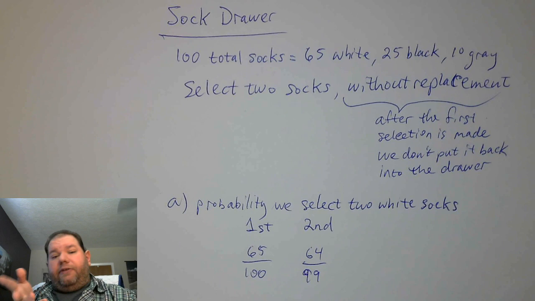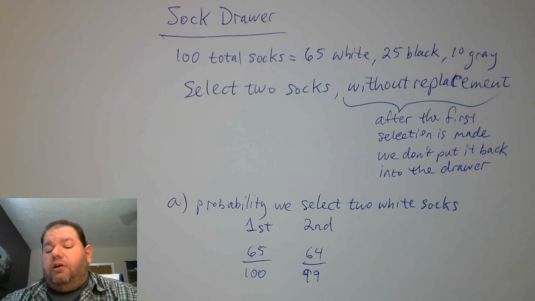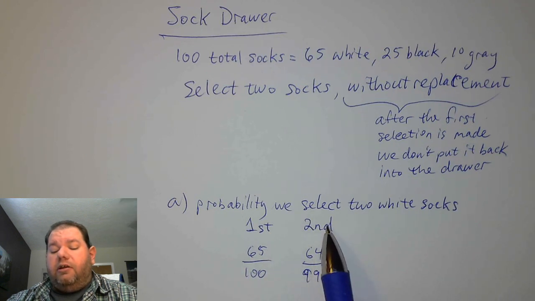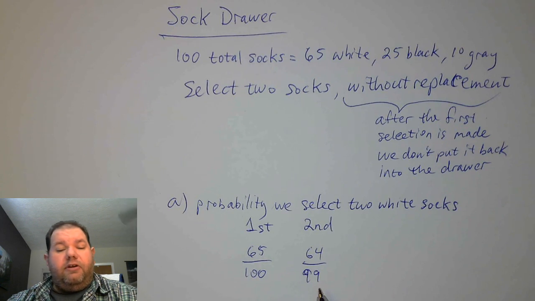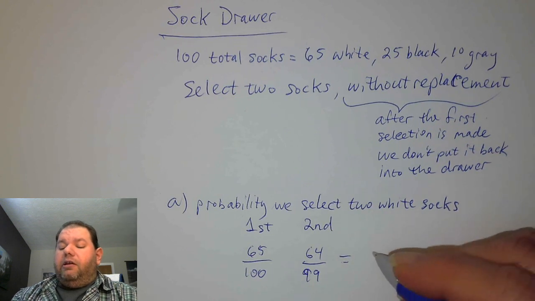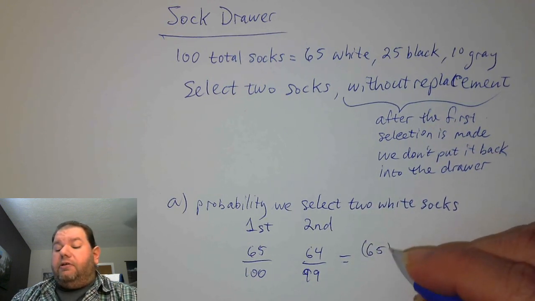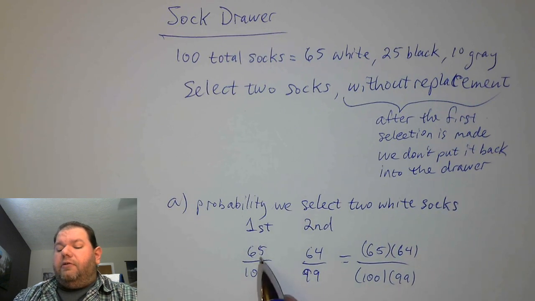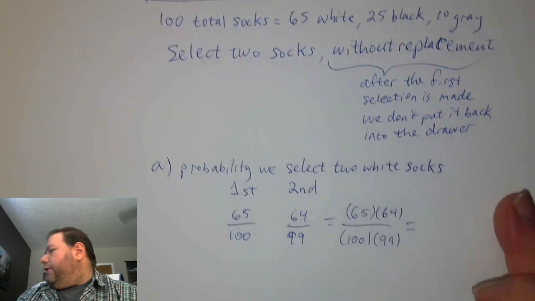Anyway, that's the whole point of the conditional probability: assuming that we were successful the first time, how does that change our probability for the second draw? We got a white sock in the first draw, and if that happened, what's our probability of getting a white sock in the second draw? Well, that's now 64 out of 99. Now we multiply it across, and again we multiply the numerators together and the denominators together. So it's 65 times 64 and 100 times 99. And then we'll work that out, and we'll just divide.